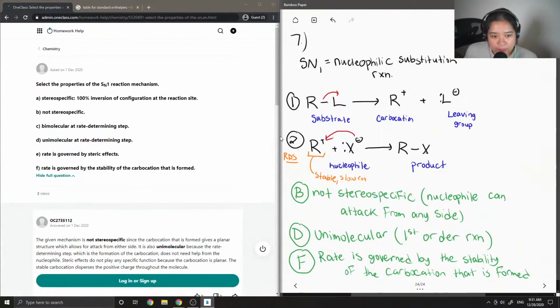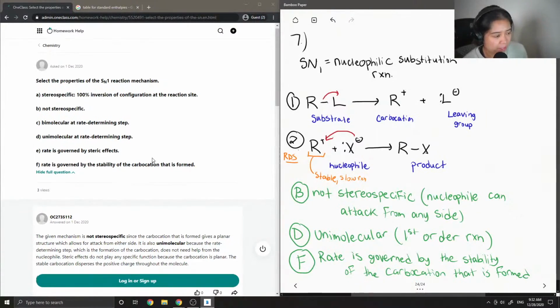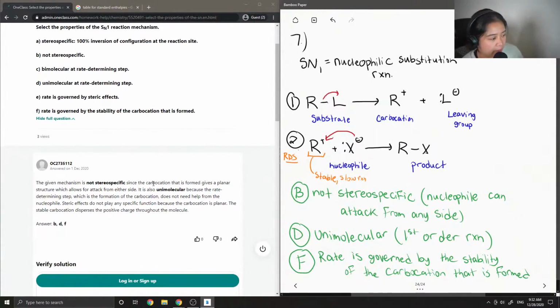So typically the carbocation is most of the time stable, unless it was more stable with like another group attached to it.